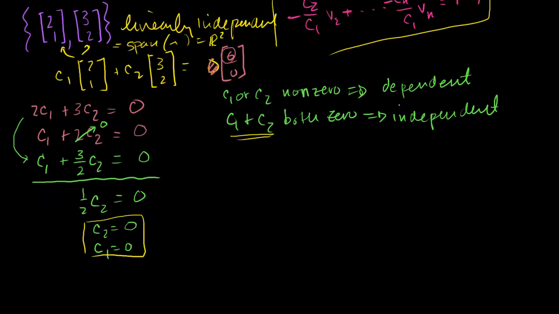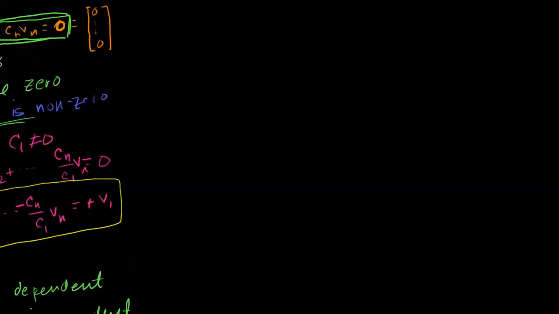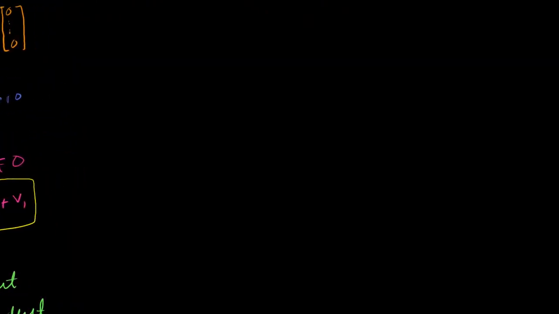But let's do another example. Let me scroll to the right, because sometimes when I go too far down, I haven't figured out why, it starts messing up. So my next example is the set of vectors. I have the vector (2, 1), I have the vector (3, 2), and I have the vector (1, 2). And I want to know, are these linearly dependent or linearly independent?